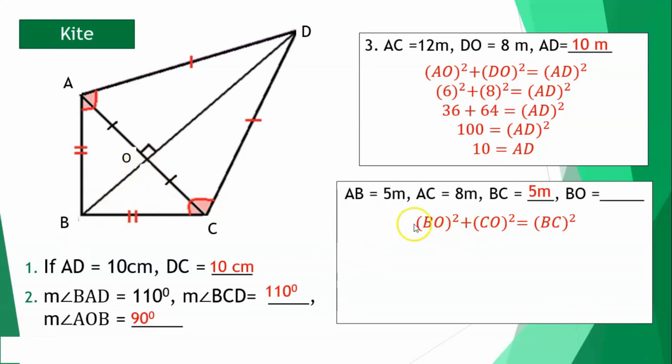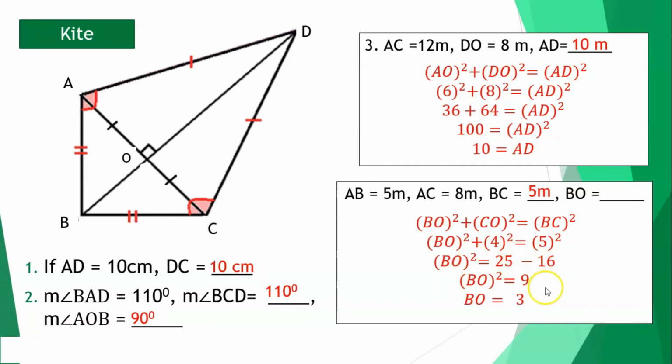So with that, let's substitute. B to O is unknown. Our CO here is 4 because our AC is 8. And our BC here is given as 5. So simplifying further, so that's 25 minus 16. So getting the square root to both sides. So therefore, our BO here is 3 meters. So take note of that. Okay, another.